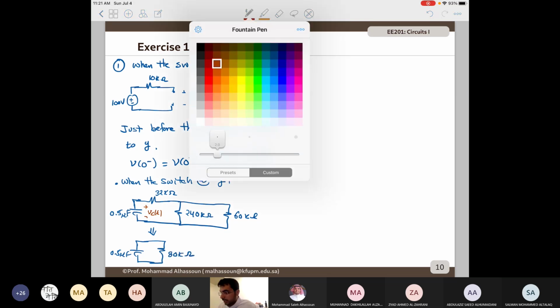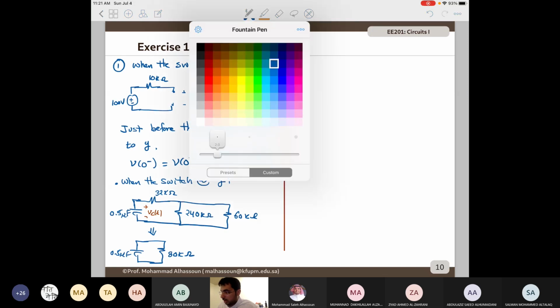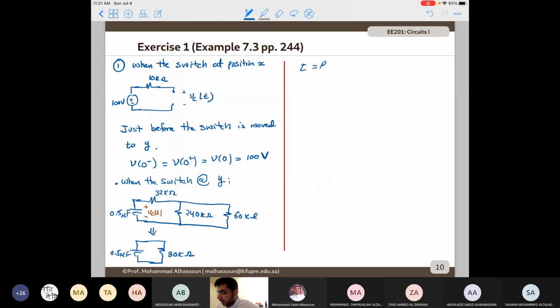Okay, so now I have everything I need. I have tau. I can easily substitute: tau is R multiplied by C, and in this case it is 40 milliseconds. I found the initial voltage. In this case, VC of t is going to be the initial voltage, which is 100, e to the power minus 25t. Remember, 1 divided by 40 milli is 25. And the unit is volts. And this is valid for t greater than or equal to 0.